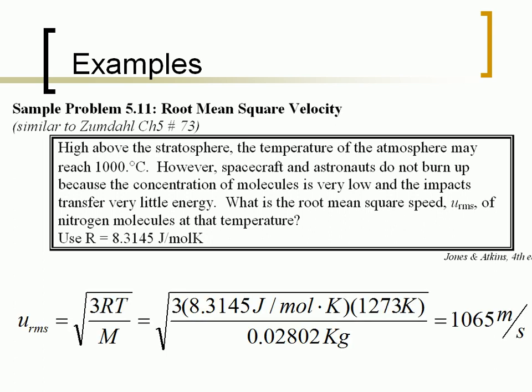Okay, you should have gotten this. u_rms equals the square root of 3RT divided by M: 3 times the R constant times the temperature in Kelvin, which is 1273 Kelvin, divided by the molar mass of nitrogen in kilograms, 0.02802 kilograms. I got 1065, and the units are meters per second. Meters per second is the average speed of the gas molecules in the atmosphere. So the units for u_rms are meters per second.